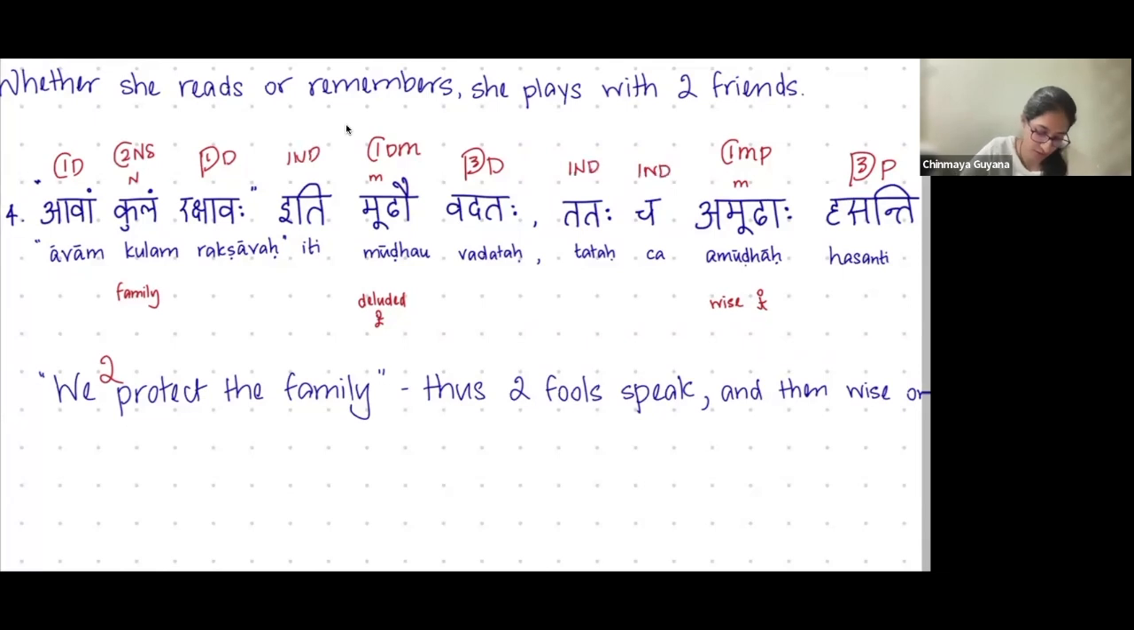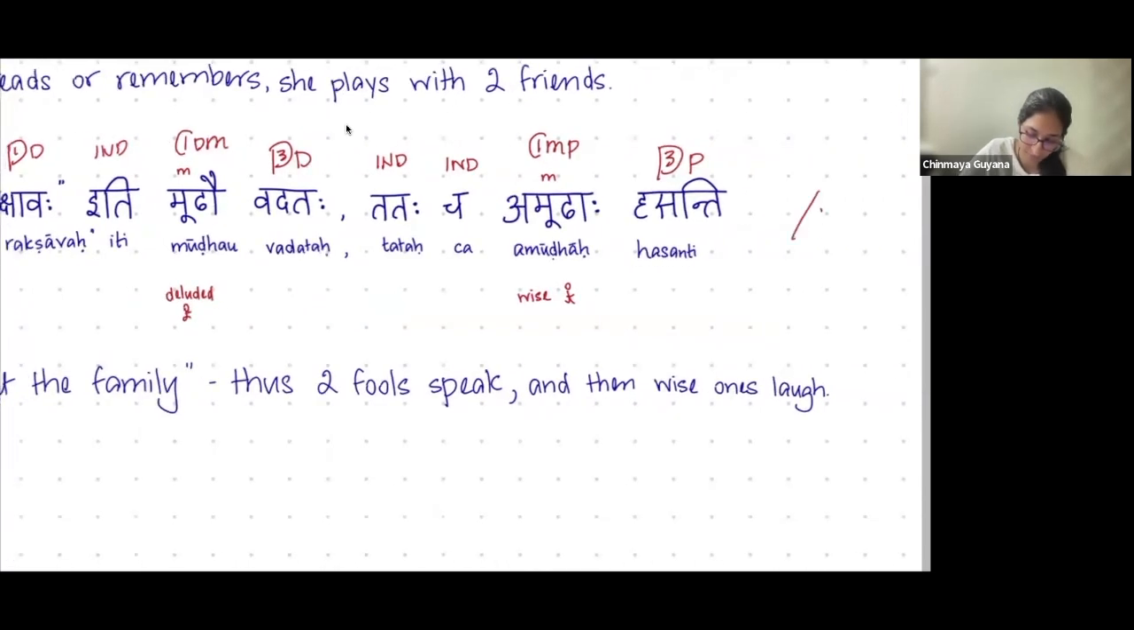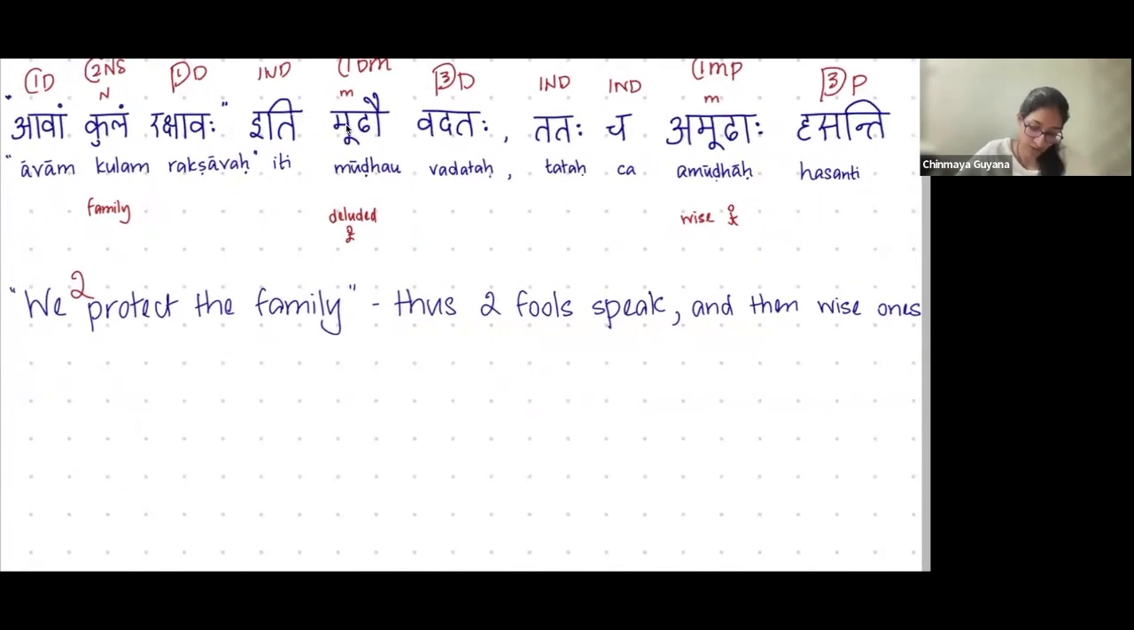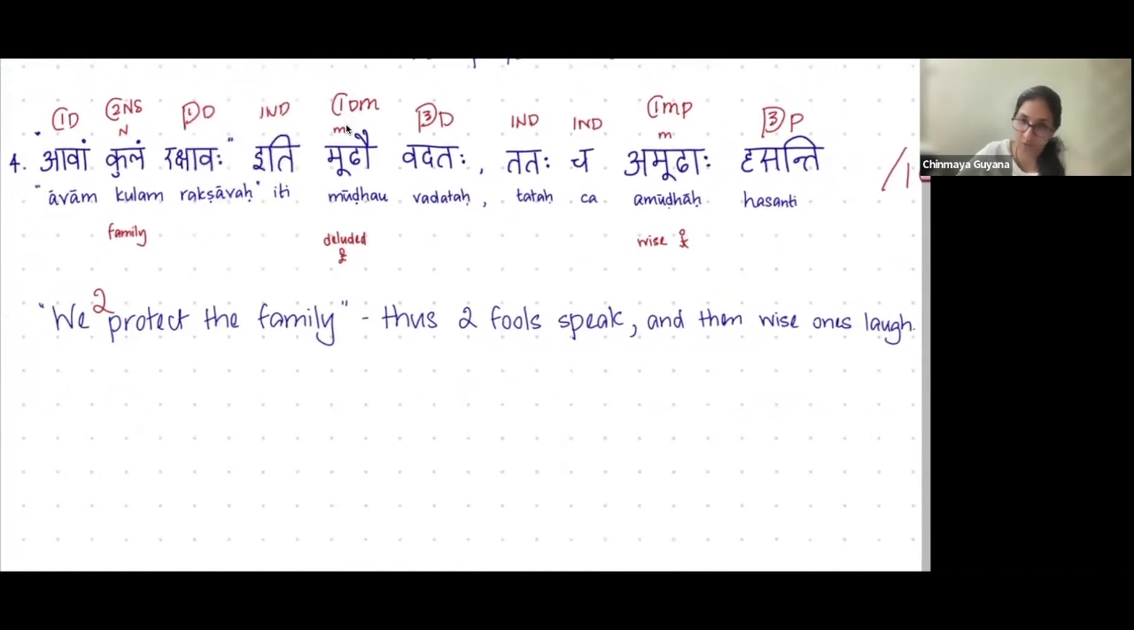So then now you see 1, 2, 3, 4, 5, 6, 7, 8, 9, 10. 10 points for getting these cases and person, and this is out of 10. And finally, the translation is: we to protect the family. Thus two fools speak and then wise ones laugh.